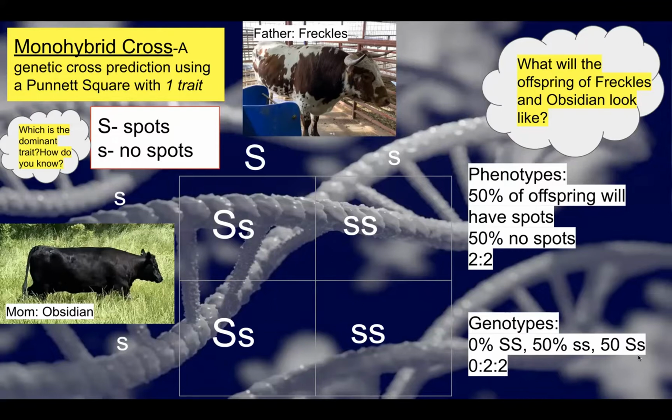The other is heterozygous dominant. So we're going to be looking for the number that has an uppercase S and a lowercase s. So we have 2 of those right over here. So that's 50%. So if we wanted to do a ratio with the genotypes, we could say it's 0 to 2 to 2, because we have 0 that are dominant homozygous, we have 2 that are recessive homozygous, and we have 2 that are heterozygous. So that's how we get those ratios.